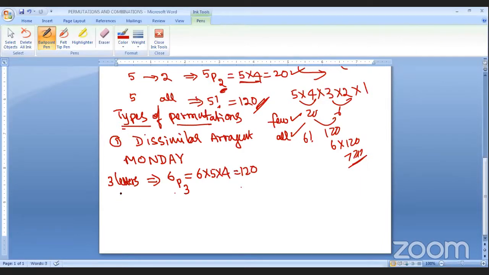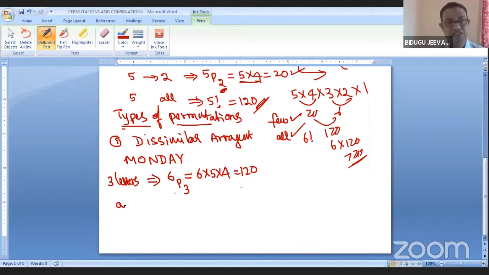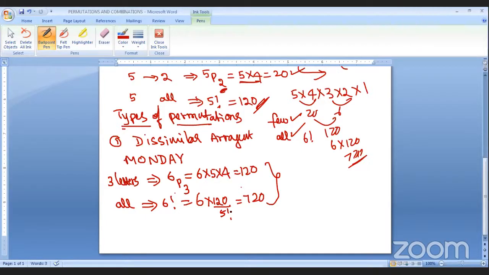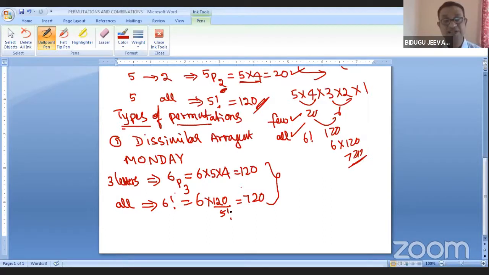For example, take all the letters of the word Monday. What is the answer? 6 factorial. So 6 into 120. 120 means what? 5 factorial. So it is nothing but 720. I hope you understood these two. Wherever you go, you have to take few things or all the things at a time. Following? I hope you understood the dissimilar arrangements. Now let's talk about the similar items.